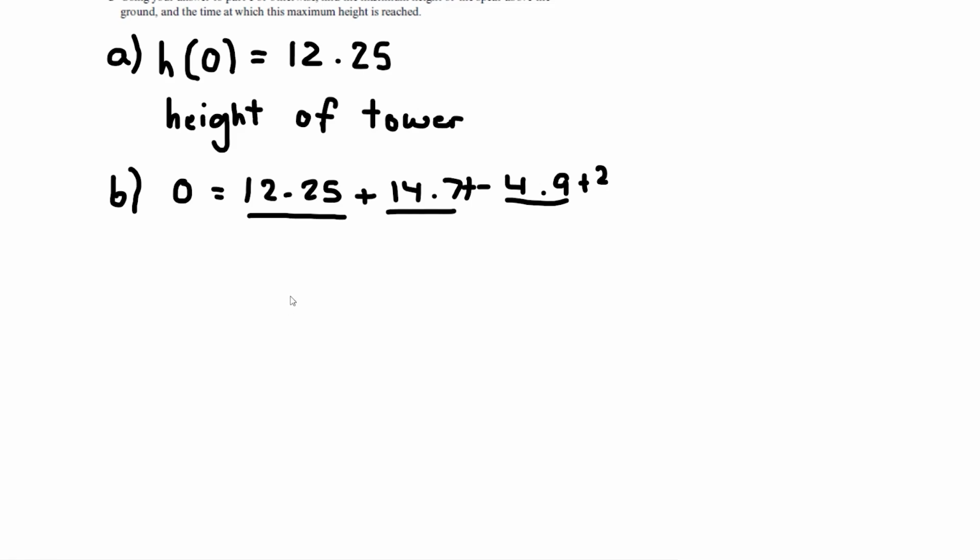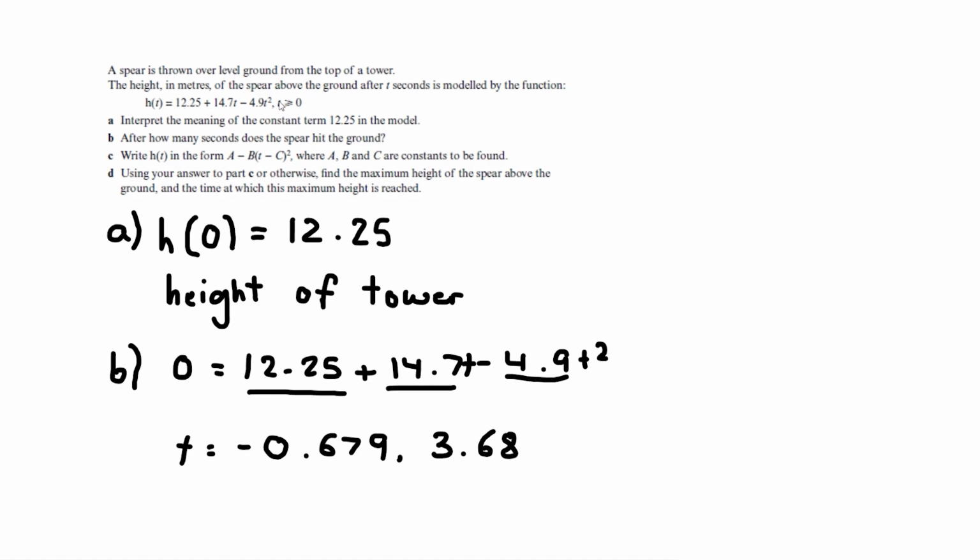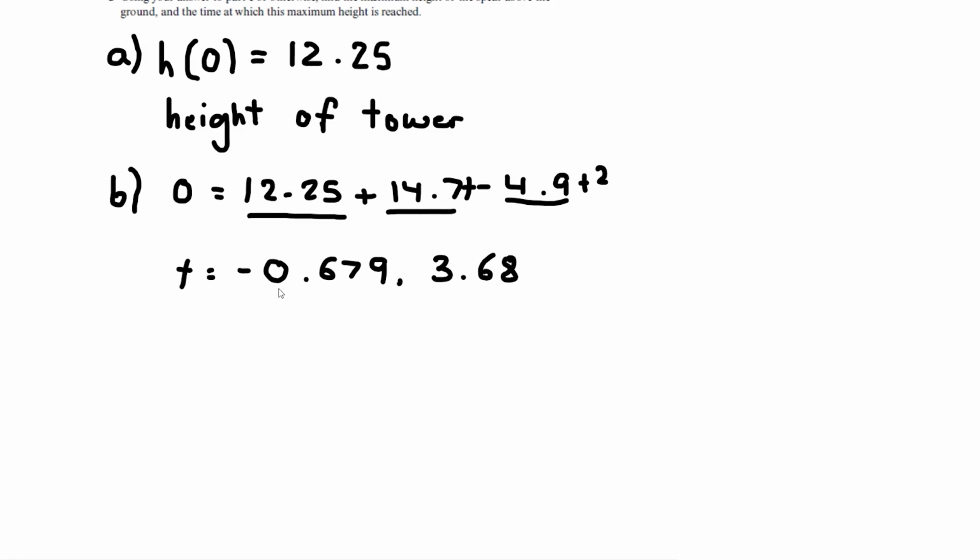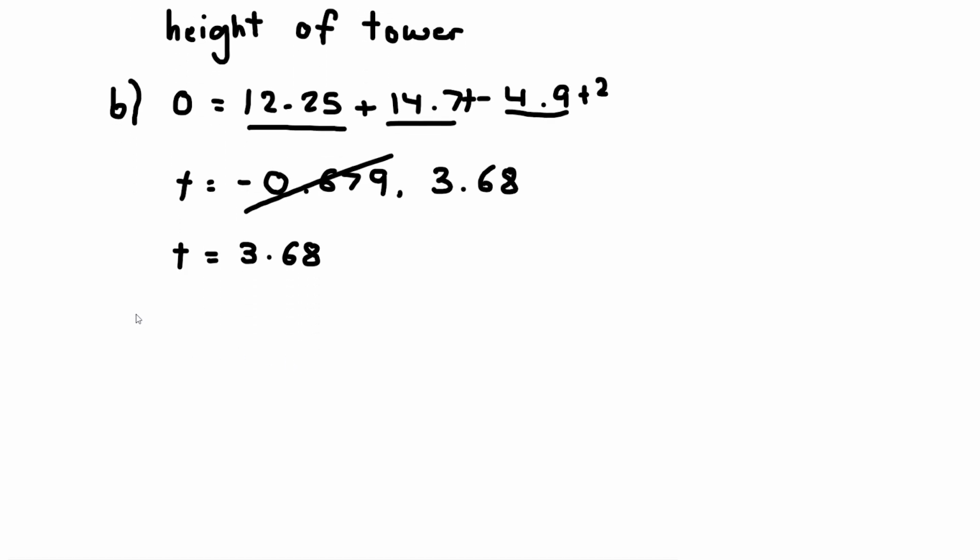So you input that into the quadratic formula, and you should get t equals minus 0.679 and 3.68. Now the thing is, only one of these values will be correct, because as it states in the question, t must be greater than or equal to 0, and this is clearly a negative number. So we reject this value and we say that t equals 3.68, which means that the spear hits the ground after 3.68 seconds have passed. And that's all you need to do for B.